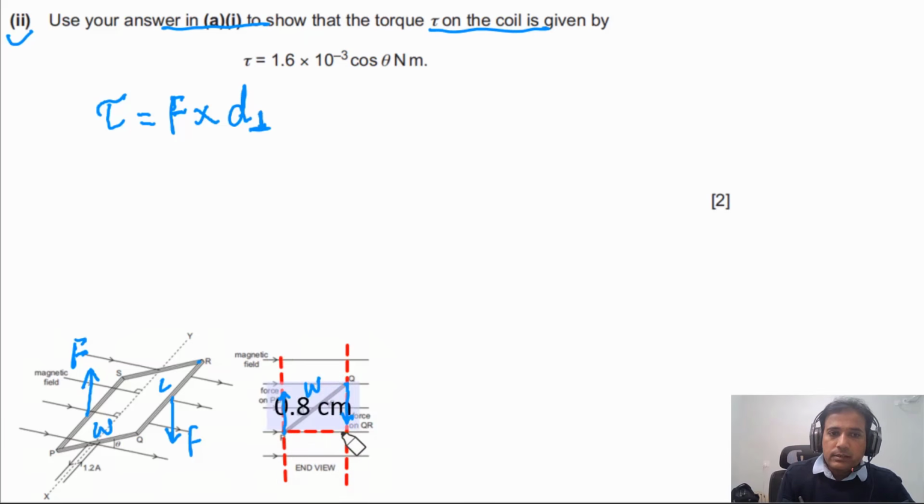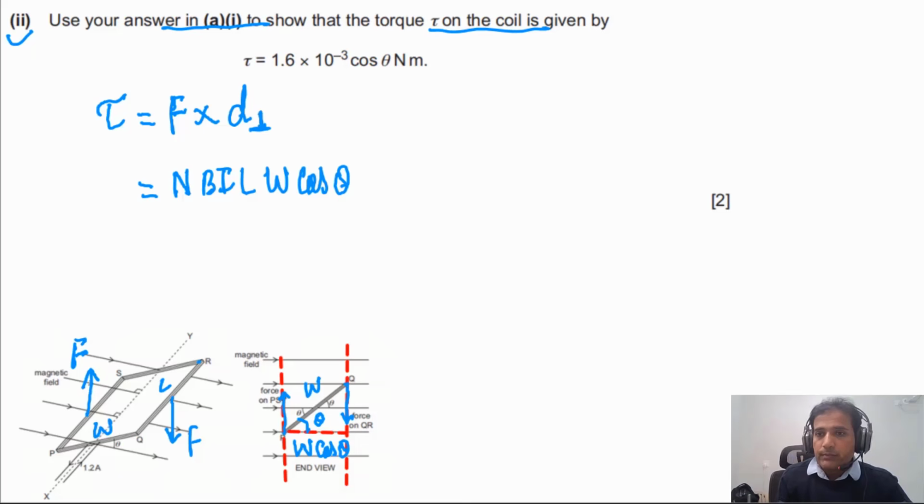So this distance is the perpendicular distance between these two lines of action of forces. If this is W and this angle is theta, then this angle also has to be theta. So this perpendicular distance D is W cosine of theta. Torque is equal to force times perpendicular distance. In this case we have N number of coils, so we will multiply by N. Force is equal to BIL, and the perpendicular distance is W cosine of theta.